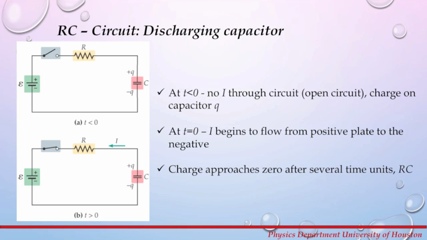Now we will talk about the process of discharging a capacitor through a resistor. The initial charge on the capacitor is Q. Initially, the switch is open and no current can flow. When the switch is closed, current flows from the positive plate of the capacitor to the negative plate, and the charge on the capacitor changes with time. The charge remaining on the capacitor will approach 0 after several time units, and these time units are RC.